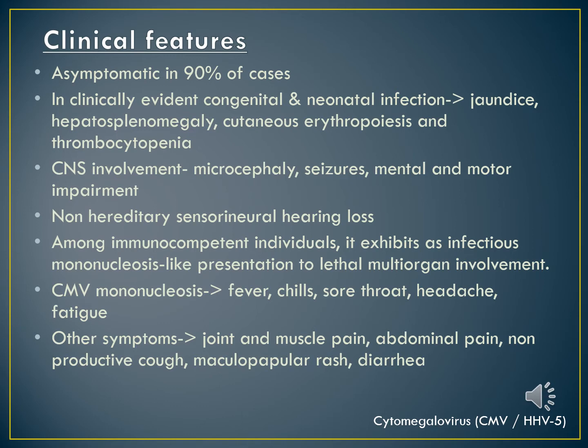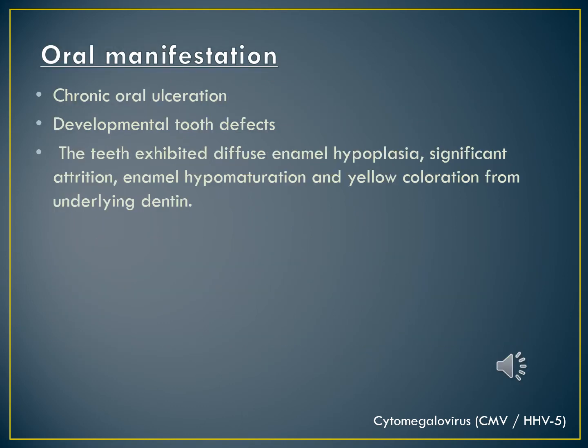CMV mononucleosis manifests as fever, chills, sore throat, headache, and fatigue. Other symptoms of CMV infection include joint and muscle pain, abdominal pain, non-productive cough, maculopapular rash, and diarrhea. Oral manifestations of CMV infection are chronic oral ulceration that is associated with HIV infection and other immunosuppressive conditions. Neonatal CMV infection can produce developmental tooth defects. The teeth exhibit diffuse enamel hypoplasia, significant attrition, enamel hypomaturation, and yellow coloration from underlying dentin.